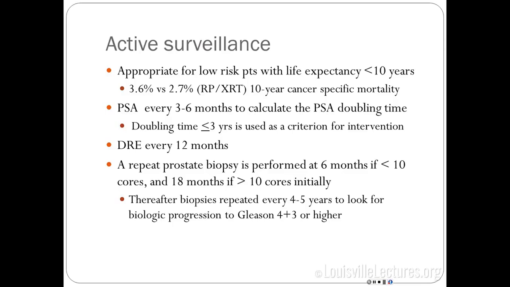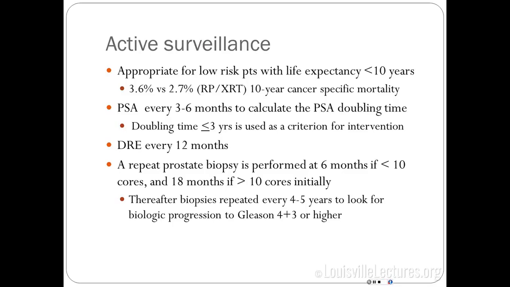Well, you have to check your PSAs every 3 to 6 months, and what you're looking for is a PSA doubling time of less than 3 years, because that's somebody whose disease activity is accelerating and somebody who may potentially require an intervention. Other things are a digital rectal examination every year.